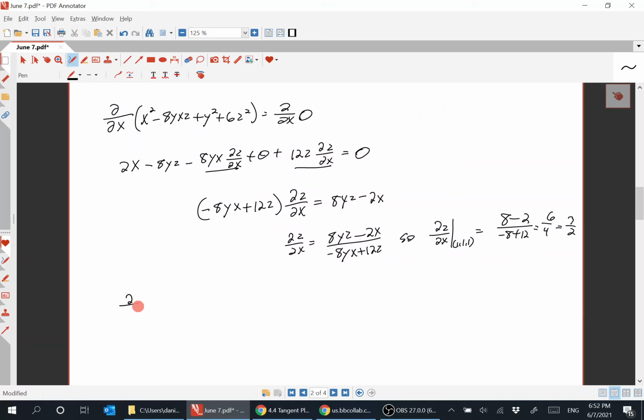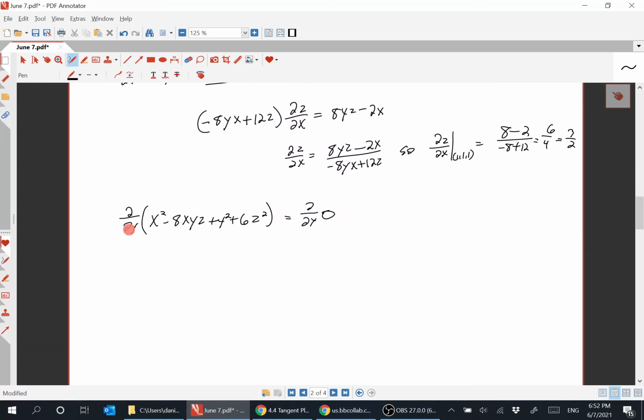Similarly, for the partial derivative with respect to y, we apply the differential operator. So xyz plus y squared plus 6z squared, partial with respect to y. So partial with respect to y of the x squared is what? Come on, guys, we need to participate a little more than what we're doing here. That's 0.